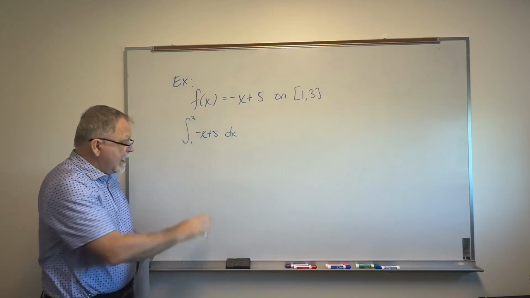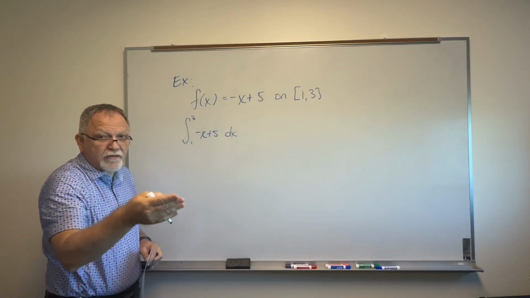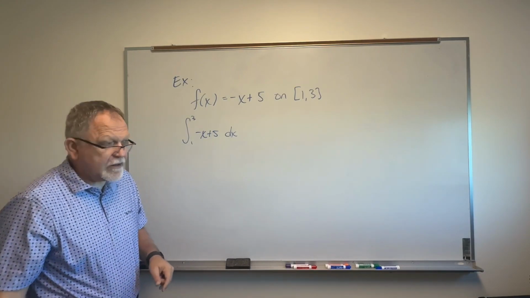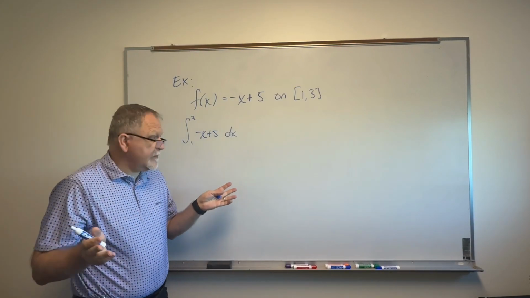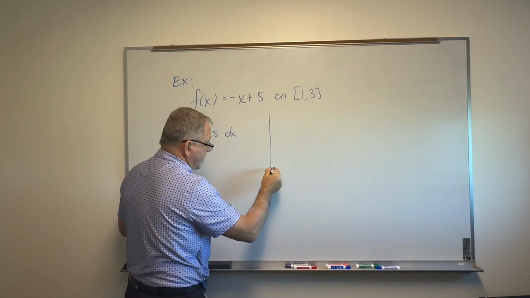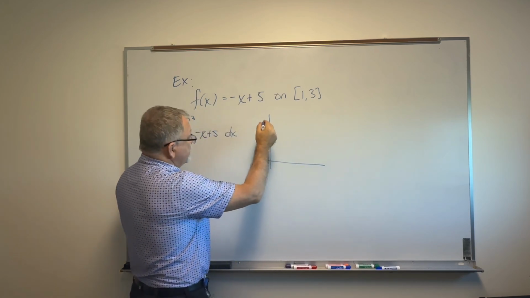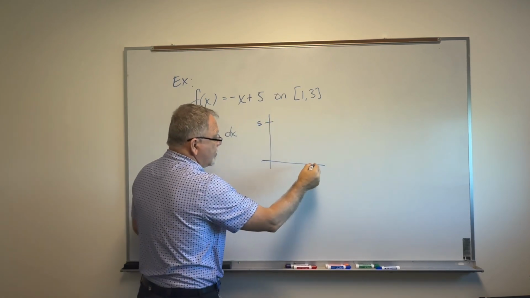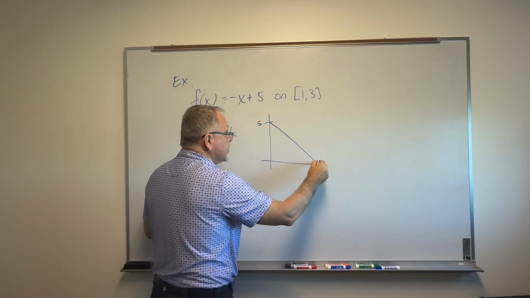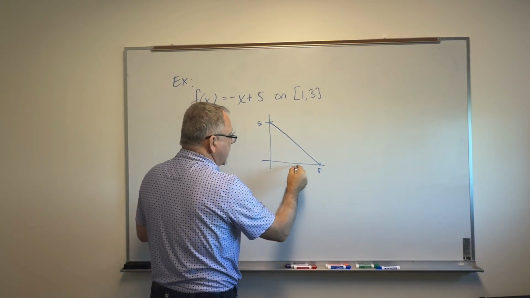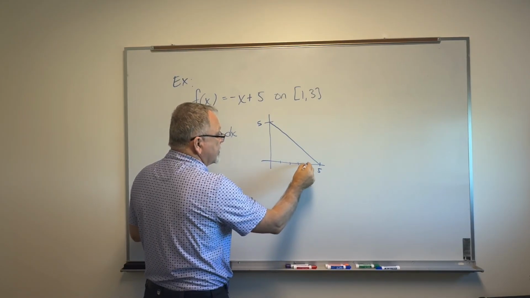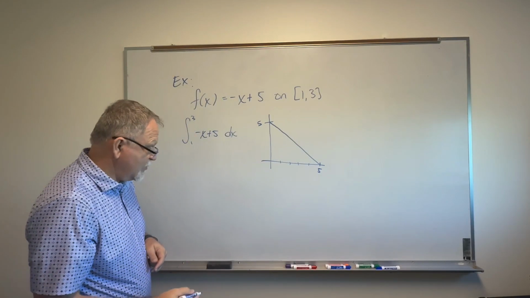And I'm asked to calculate the value of this, but to do it geometrically. So basically graph this function, then determine the value geometrically. I'm going to go ahead and graph this function to get an idea what this looks like geometrically. It has a vertical intercept of 5, horizontal intercept of 5. This is the line connecting those two. And I need to break this into 5 pieces. So 1, 2, 3, 4, 5. We'll pretend that that's perfect.